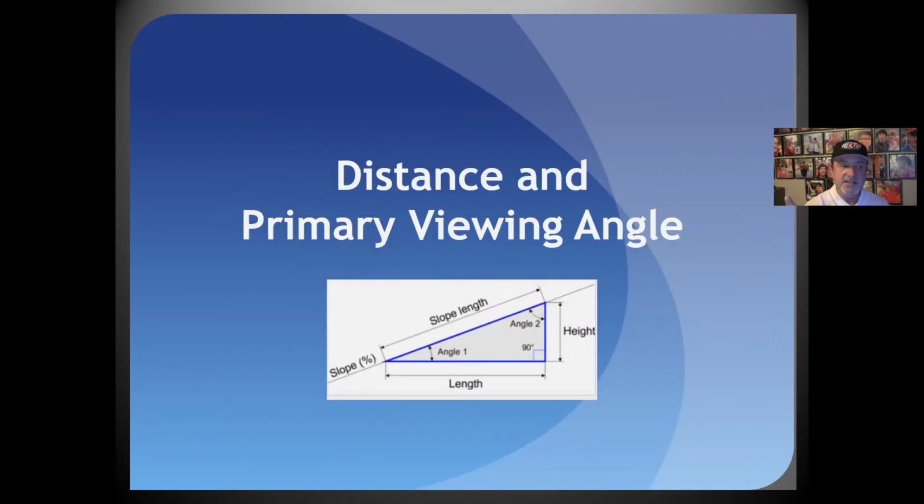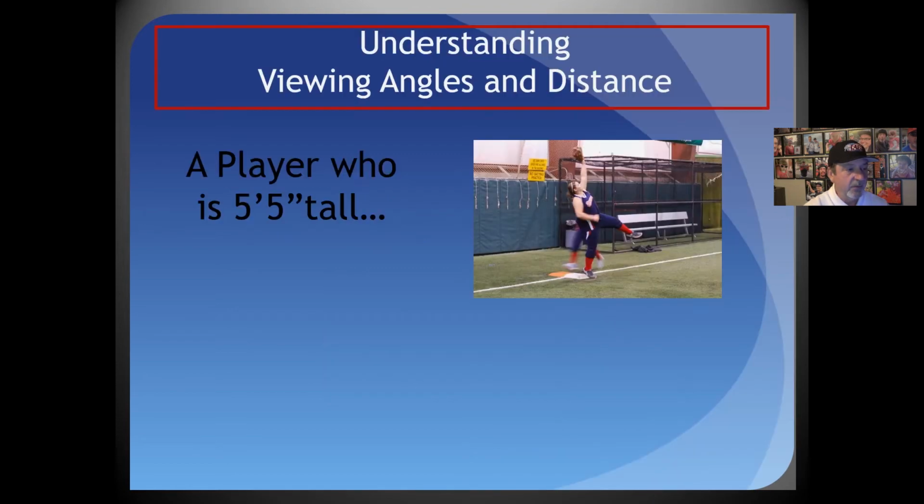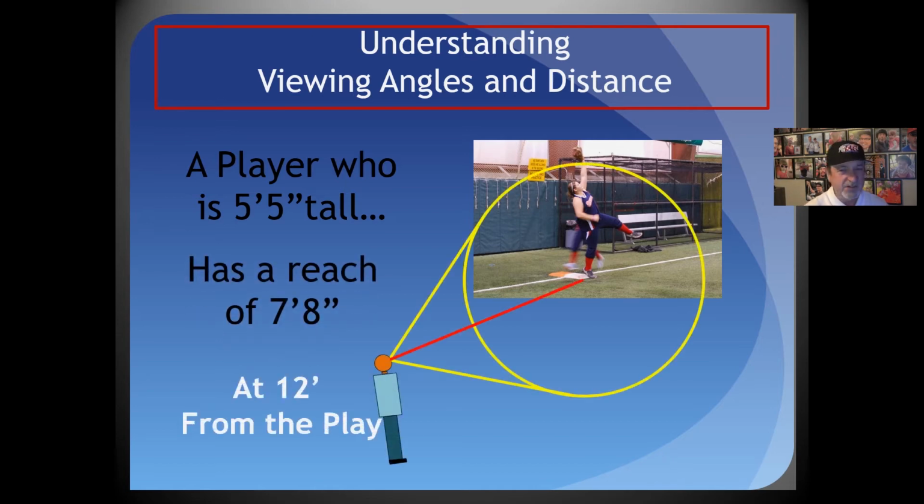So what is your distance and your primary viewing angles? Well, it starts with making sure you understand a little bit about this. With nobody on a play at first base, you want to be 18 to 21 feet on a force out. How come? Because here's a player, a first baseman who's 5 foot 5 inches tall, and she has a reach of 7 feet 8 inches. So if you're 12 feet from the play, you're too close. You're going to be able to see the feet, but you're not going to be able to see the catch.